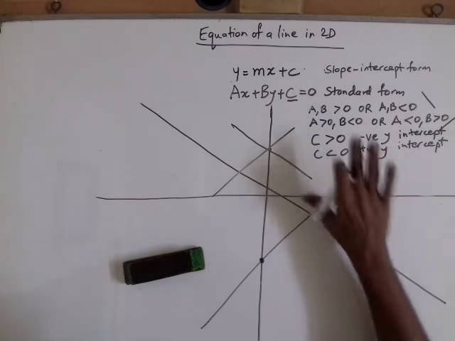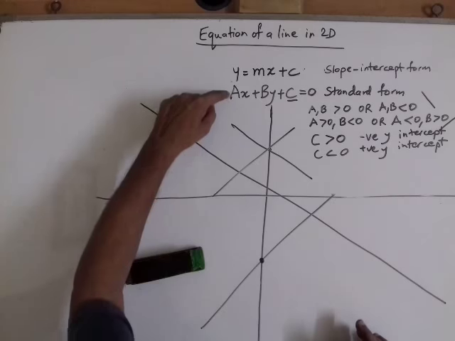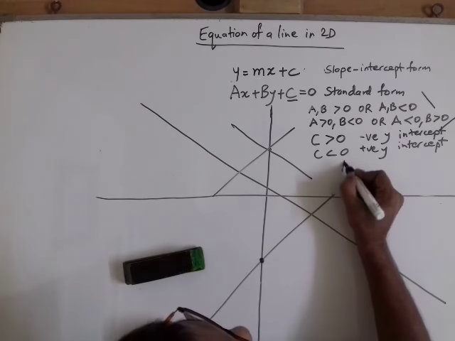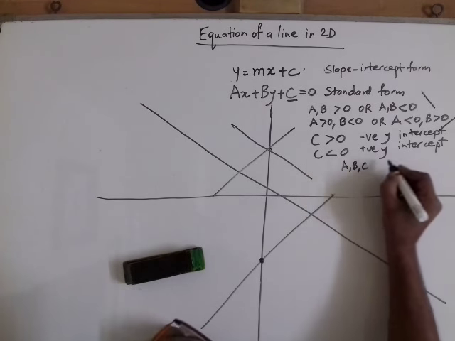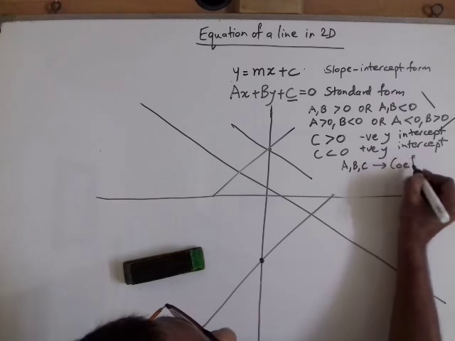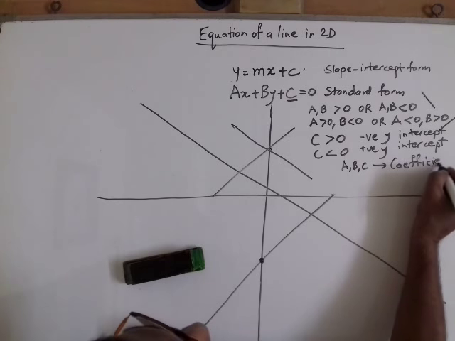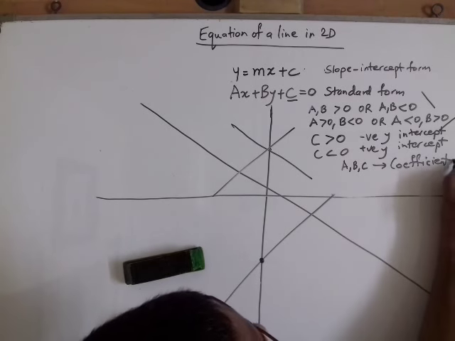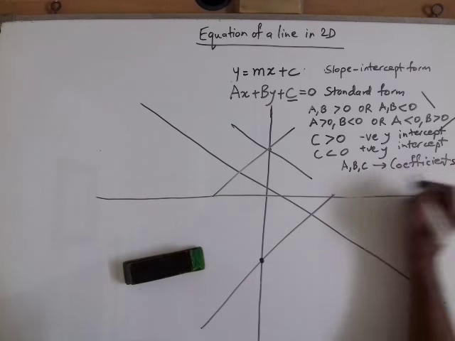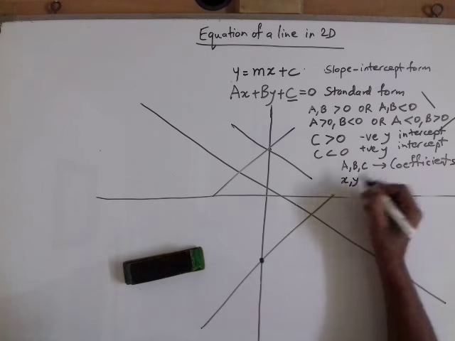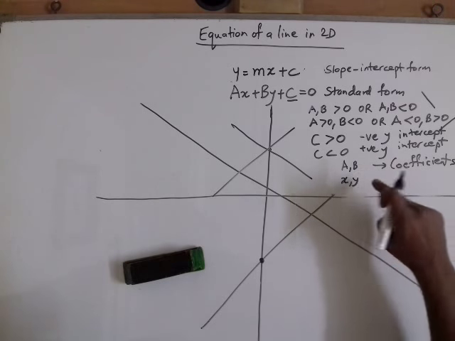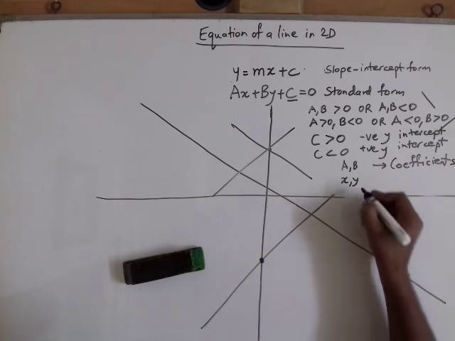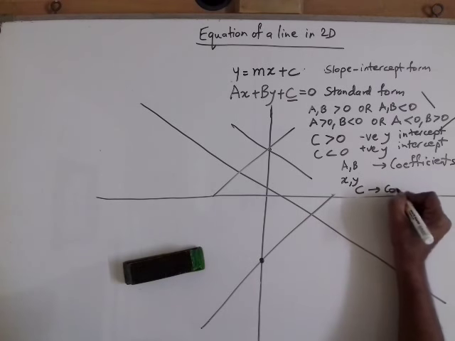Okay. So that gives us an idea of how a, b, c, as we know, I hope we know, are coefficients of the variables. Okay. Yes, coefficients of the variables x, y. So that really means a, b are the coefficients and c is a constant.